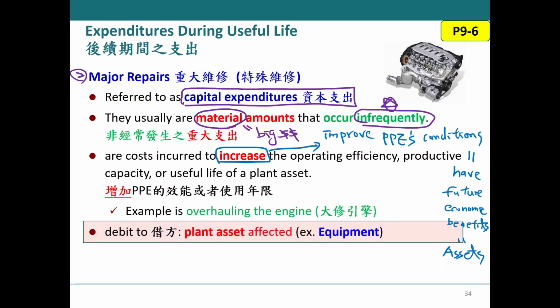So I spend the money on equipment, then I will recall equipment. If I spend the money on buildings, then I will use the buildings, this account, okay? So what's the journal entry we use? Debit, equipment. Credit, cash, if you pay the money, okay? So the money you paid additional cost for expenses or for assets depends on whether they only maintain or increase the PP's conditions. Any questions?